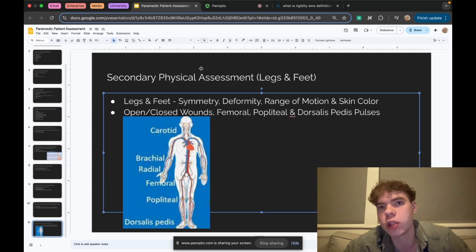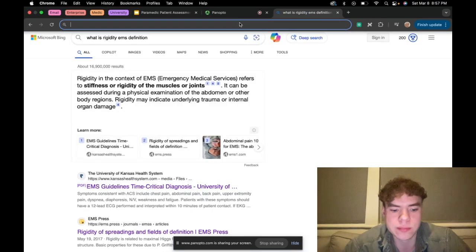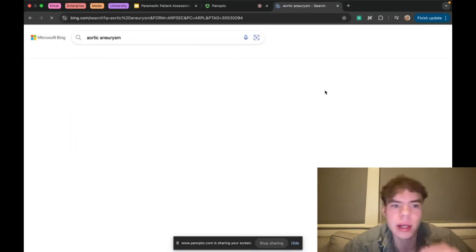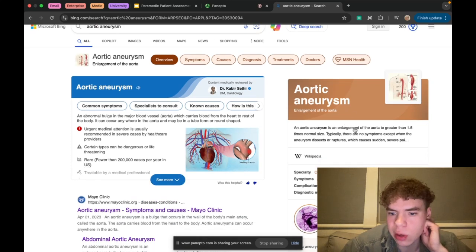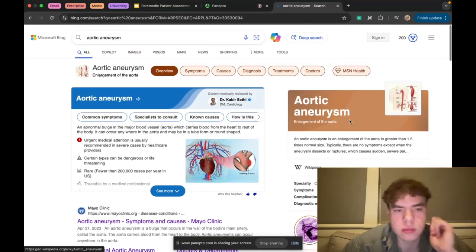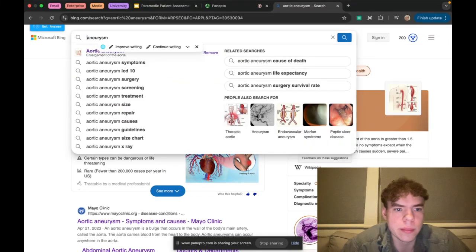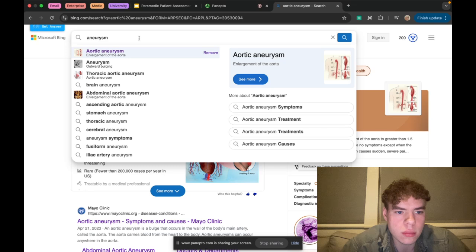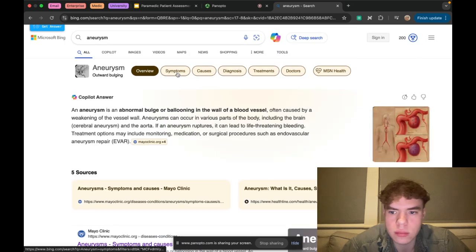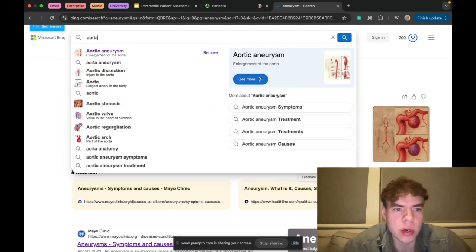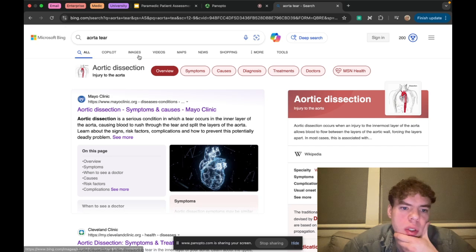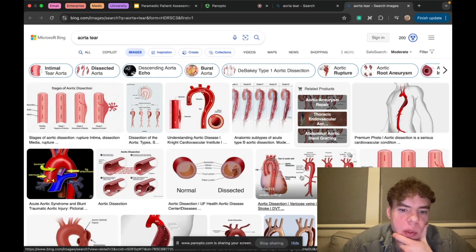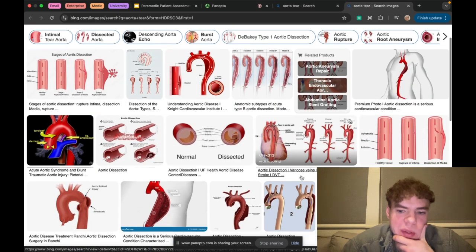like a torn aorta. So if I Google aortic aneurysm, enlargement of the aorta. So what's the other one I'm thinking about? There's another one that I'm thinking about. It's an aorta tear. Aortic dissection. So an aortic dissection is basically when your aorta rips.